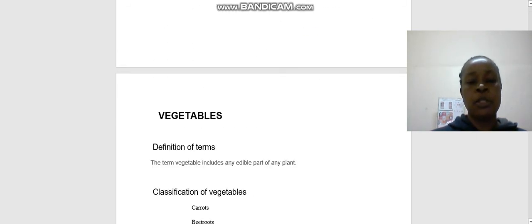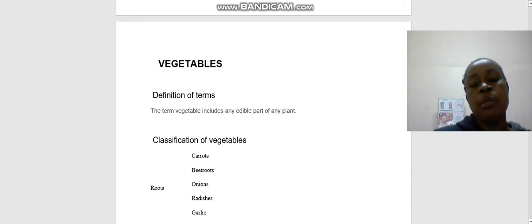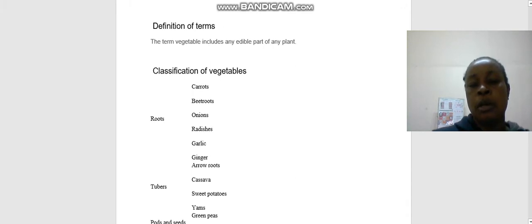What are vegetables? The term vegetables includes any edible part of any plant. Okay, it can be the stem, the leaves, and any other part of the plant which is edible. Okay, now the classification of vegetables.